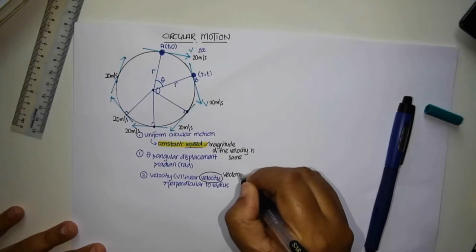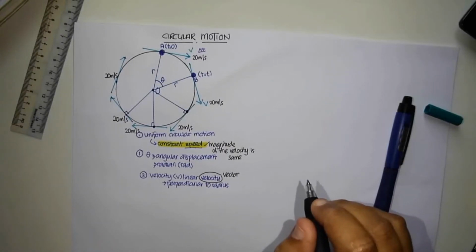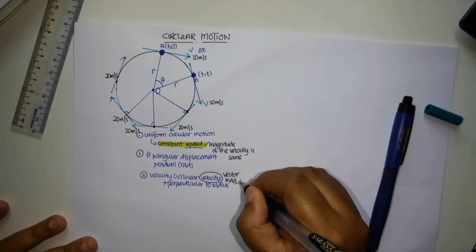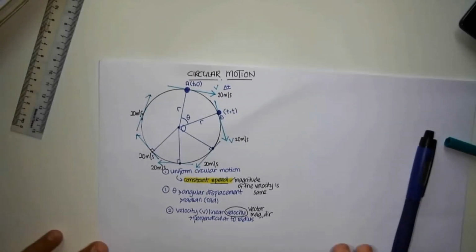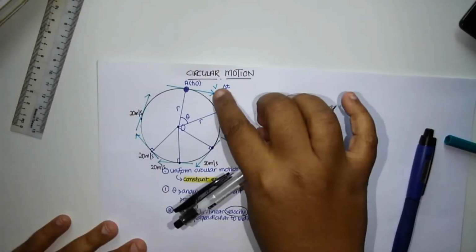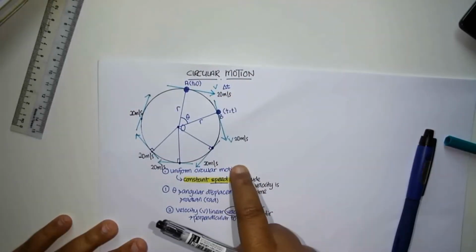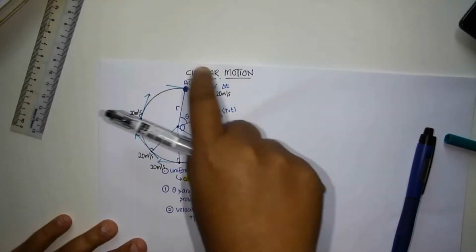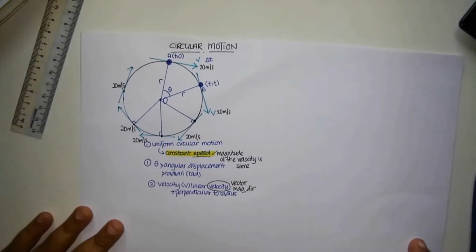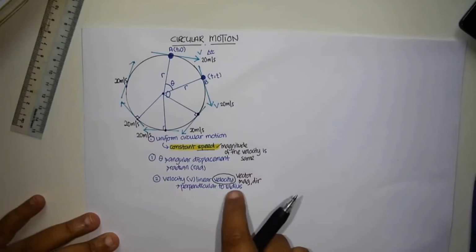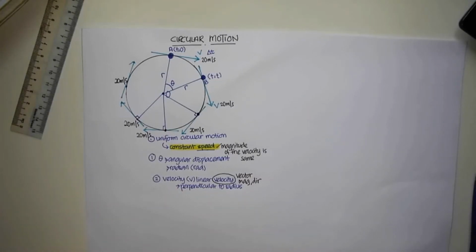Velocity is a vector, so it has magnitude and direction. If you look at all this, the magnitude is the same, but the direction is different. This one is the side, this one is the side, this one is the side. So the direction is different. That is why here it says constant speed and here it says velocity. You have to take note that this is a very important concept which will teach us about acceleration.